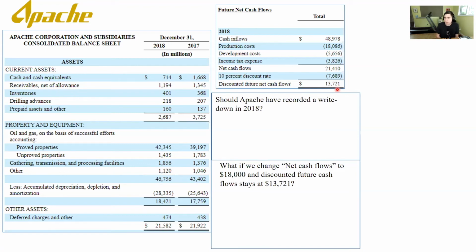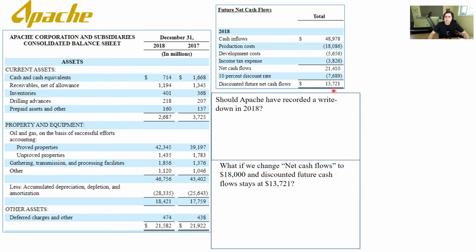So question one, should Apache have recorded a write-down in 2018? Okay, so we're pretty sure they did the accounting right. This is a big company and they were audited, so they probably did the accounting right. The answer is probably going to be no, but let's see how it's justified, okay?